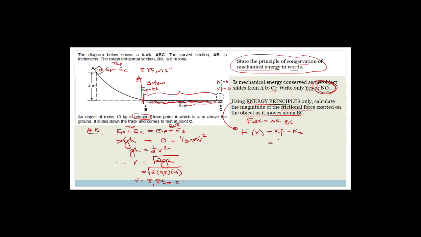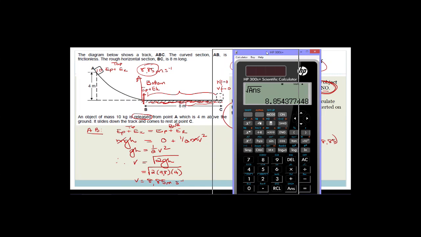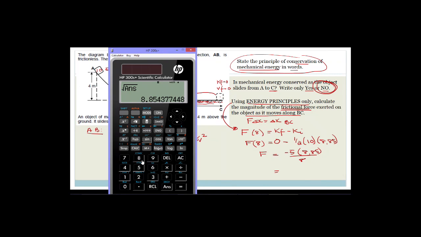Now the K final is zero because the final velocity is zero, minus a half times the mass of 10 times the initial velocity of 8.85 is equal to F times by 8. So therefore F is going to be five times by 8.85 all divided by 8. And we're expecting this force to be negative because it's a frictional force. So it's in the opposite direction to movement.